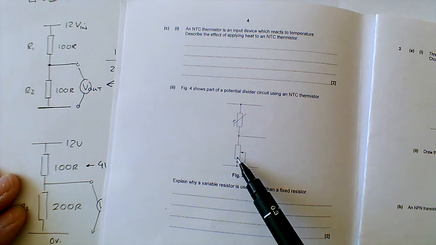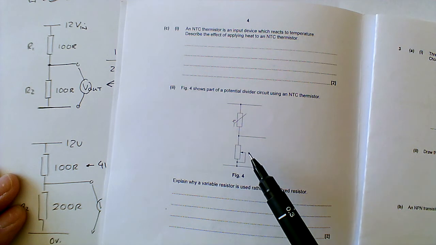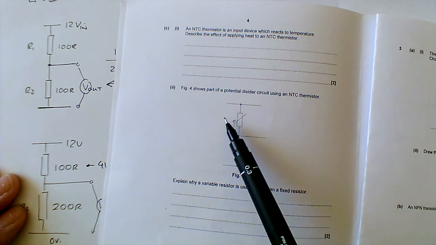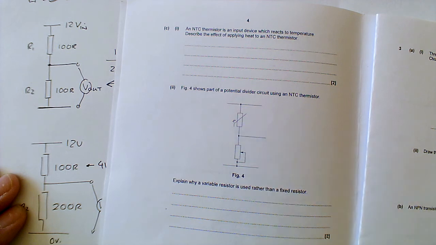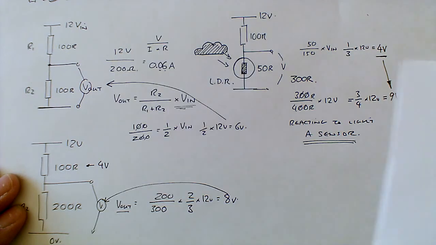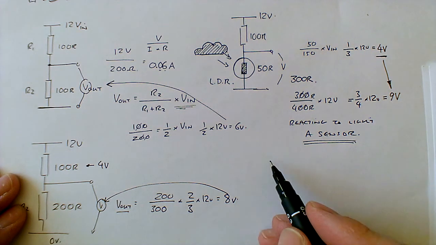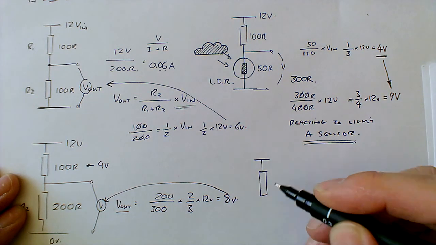But this is a variable resistor, so what we can do is increase and decrease this resistance, which would give us the opportunity to fine-tune, and there's a key word here, calibrate. It would be able to calibrate this circuit so it worked on a particular temperature. But let's have a look at that then. And again, it gives us a chance to look at how thermistors work. So here's the circuit.